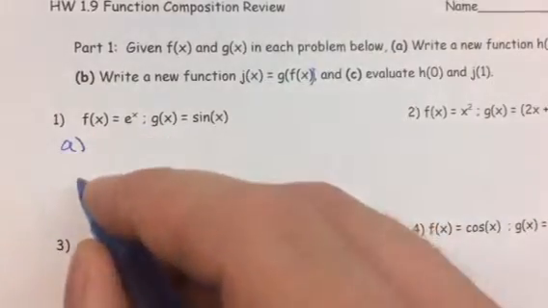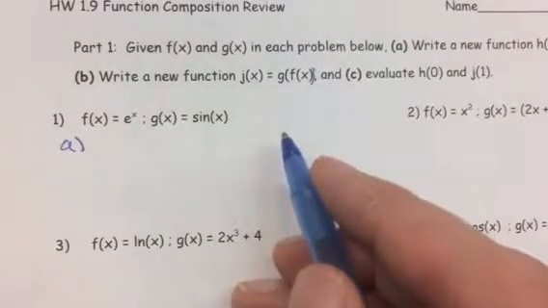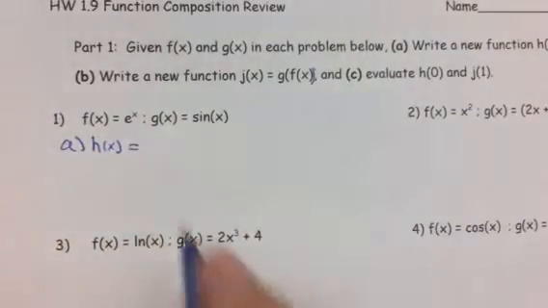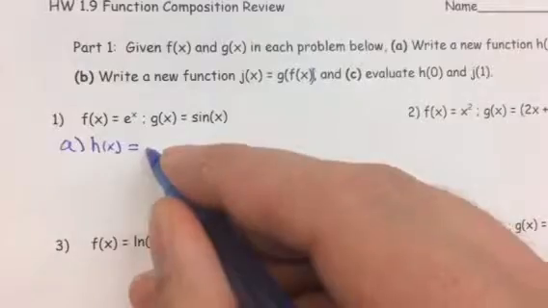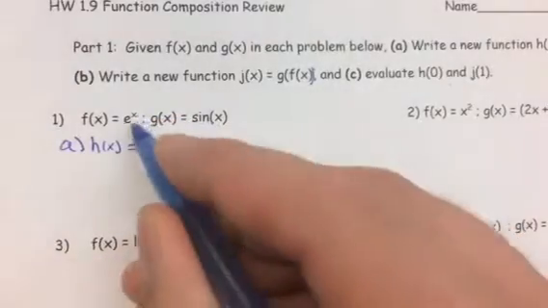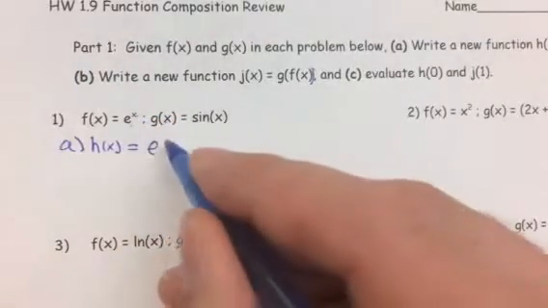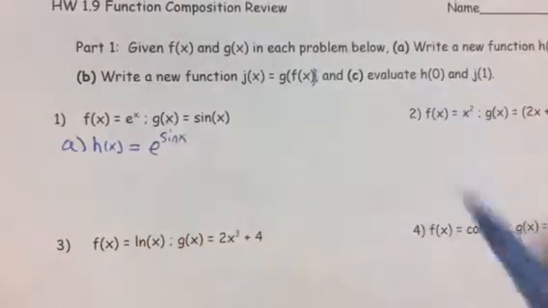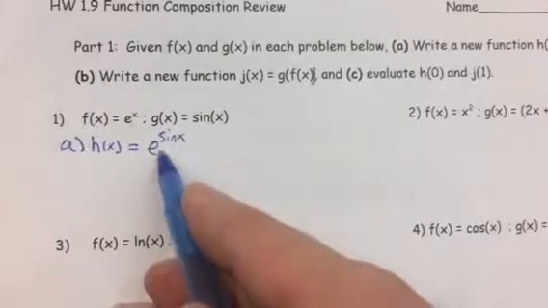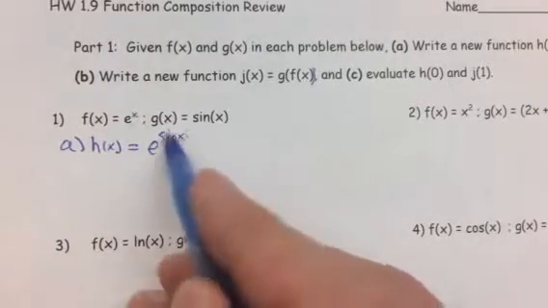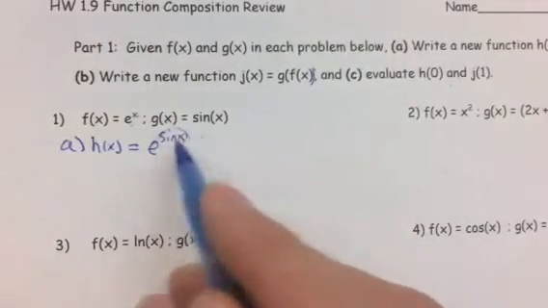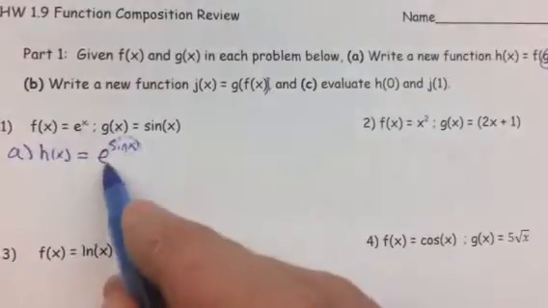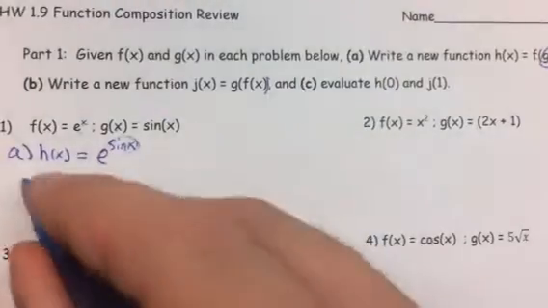Part A says we're going to write a new function h of x, which is supposed to be f of g of x. So f is e to the x, but it's not going to be e to the x, it's going to be e to the g of x. f of g of x is e to the sine of x. This is a function where, when you plug in a value for x, first it'll go into sine of x, first it'll go into g of x, and then with that answer, you'll do e to that power.